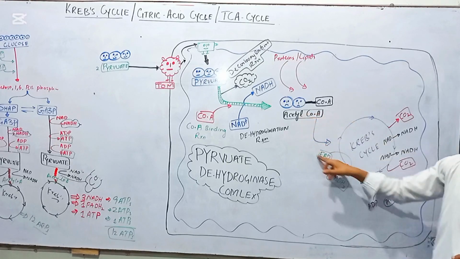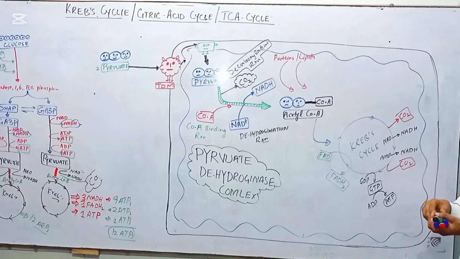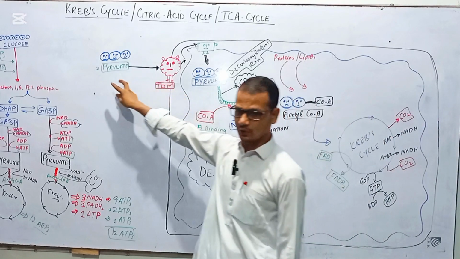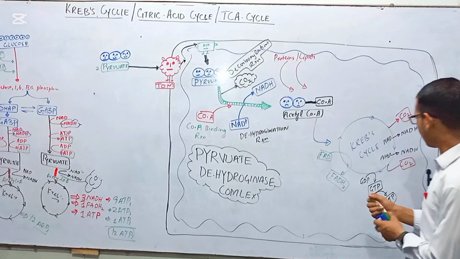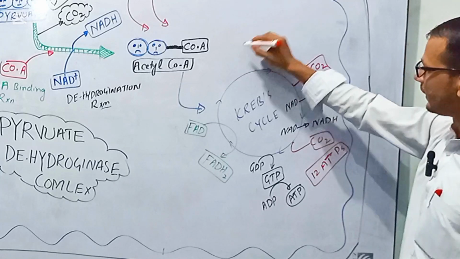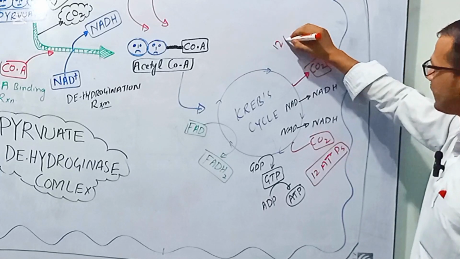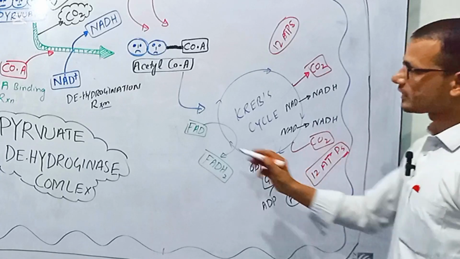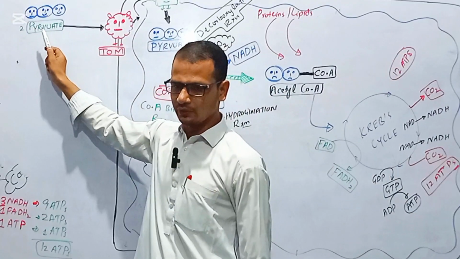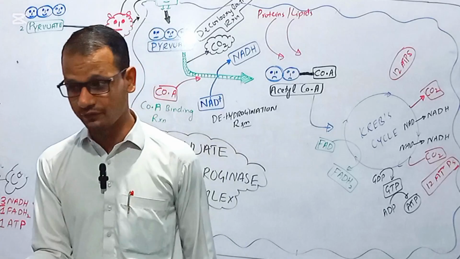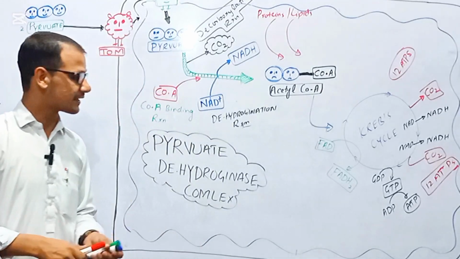This is for one acetyl coenzyme A, and this process will occur twice because there will be 2 pyruvates. So I have told you 12 ATPs will form here, and 12 ATPs will form in another cycle, and the net energy production for 1 pyruvate molecule is 12 ATPs, and for 2 pyruvate molecules is 24 ATP. So this is the process, right?